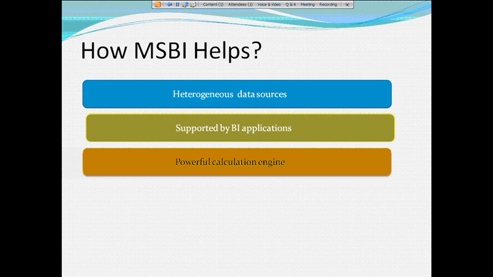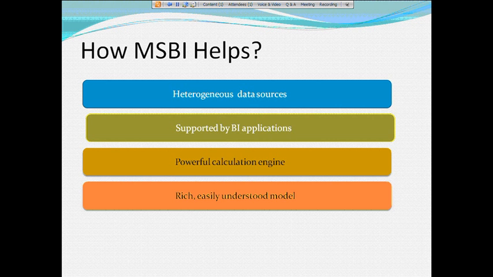Powerful calculation engine. I just talked about the heart of business intelligence being the implementation of business rules. Now, Microsoft Business Intelligence Suite comes with a very powerful calculation engine. With this robust calculation engine, the business rules can be implemented very efficiently and the results can be very quick.